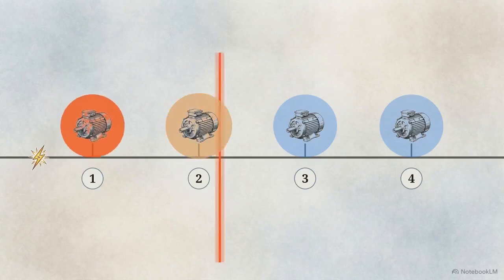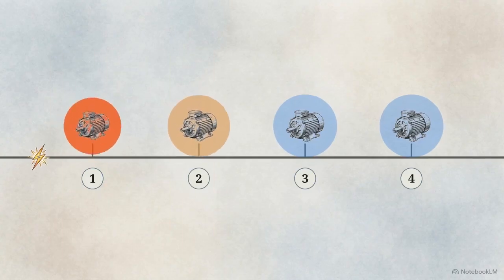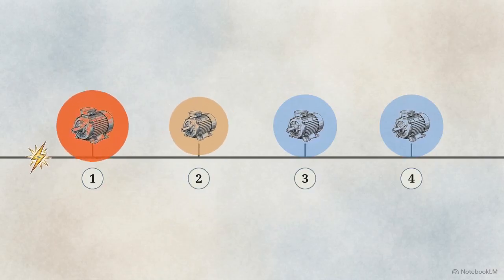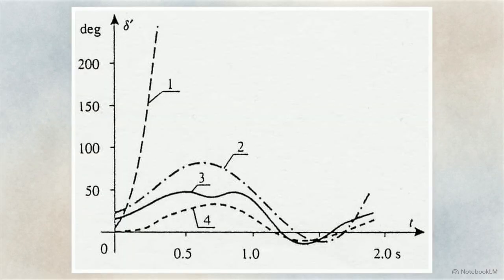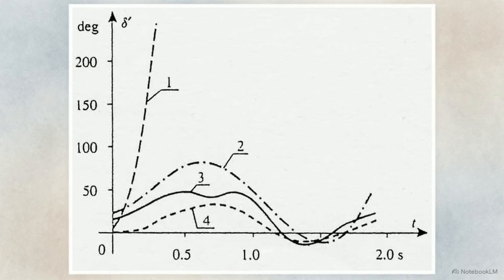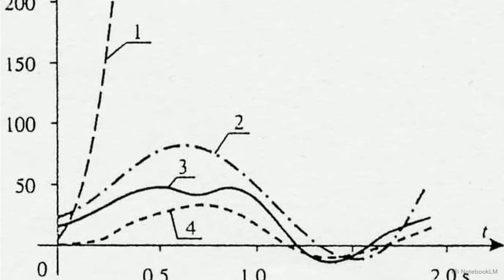Machines physically closest to the strike absorb the most energy, risking exceeding this limit. This chart shows 4 machines responding to one fault. Machine 1, closest to the strike, absorbs too much energy. Its rotor angle rockets upward, losing synchronism. Meanwhile, machines 2, 3, and 4 are further away. This greater electrical distance keeps their excursions bounded.